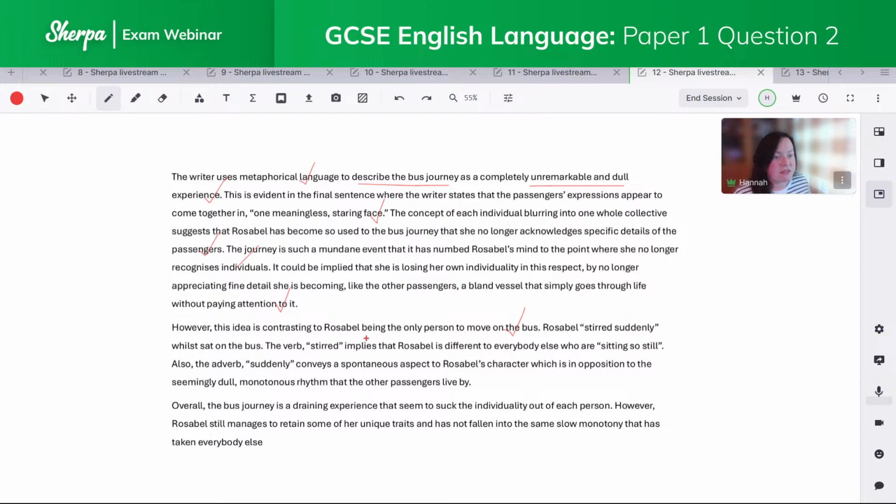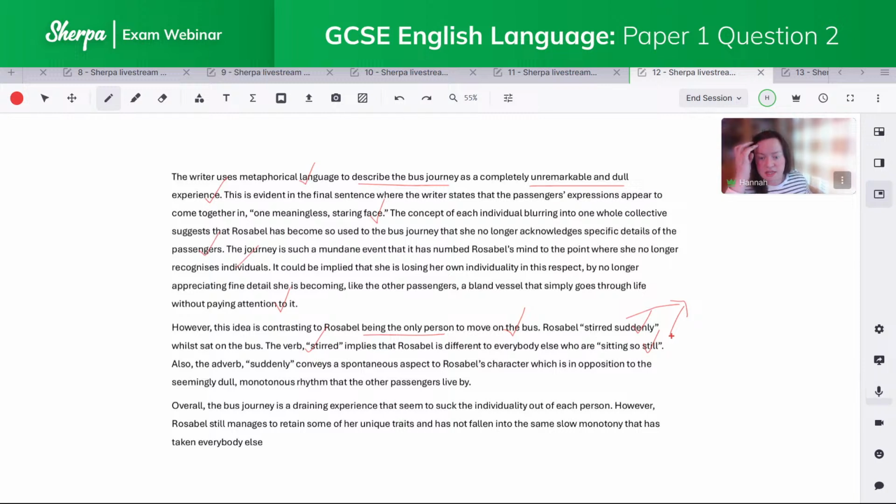It's also the method that is being used by the writer, because we've pointed out that she's the only person who's mentioned as moving. "Rosabelle stirred suddenly," well-chosen evidence, while sat on the bus. The verb "stirred," they have zoomed in on a key word, they've identified the technique or the word class. The verb "stirred" implies Rosabelle is different to everybody else who are sitting so still. So whenever we talk about contrast, we need an example of what makes it a contrast. And we've got the "stirred suddenly" and the "sitting so still." We've got the movement and the stillness. So that is proving the contrast that we've identified.